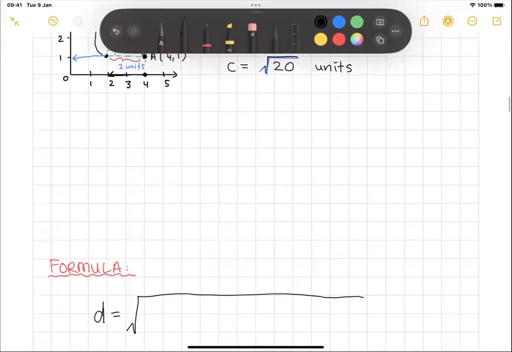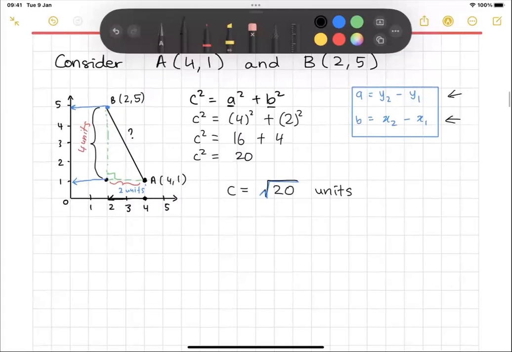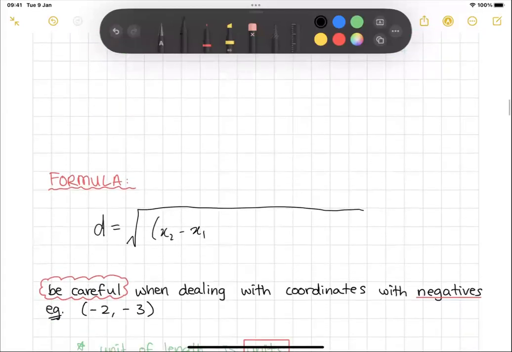So that's what I'm going to do. I'm now going to put in x2 minus x1. Because it's Pythagoras, I need to have this squared. So it'll be whole squared plus my b, which is y2 minus y1, whole squared. That's my formula. That's how my distance formula came about.